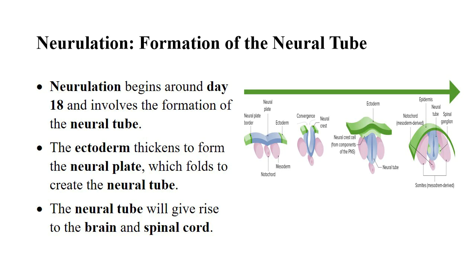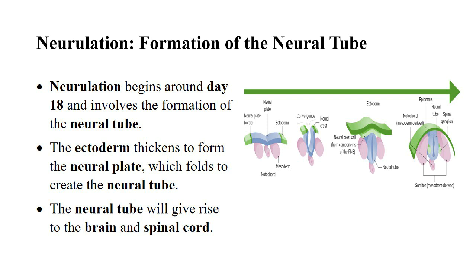7. Neurulation, formation of the neural tube. Neurulation begins during the 3rd week of development following gastrulation. Neural tube formation. The ectoderm above the notochord thickens to form the neural plate, which folds to form the neural tube. The neural tube eventually develops into the central nervous system, brain, and spinal cord.